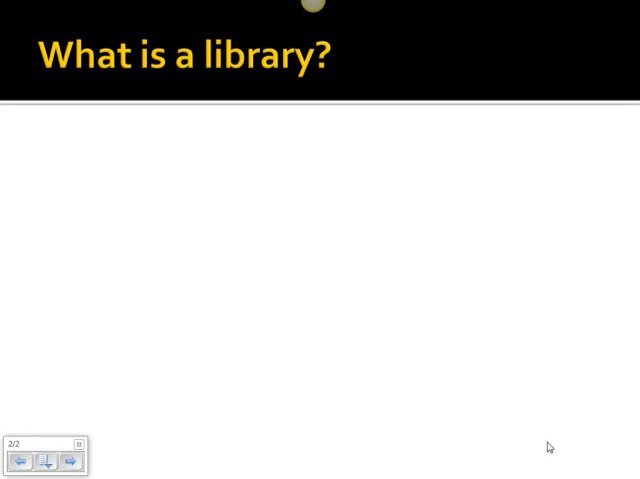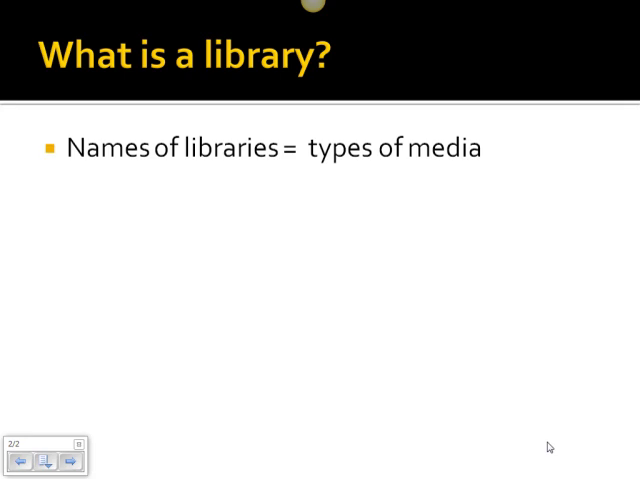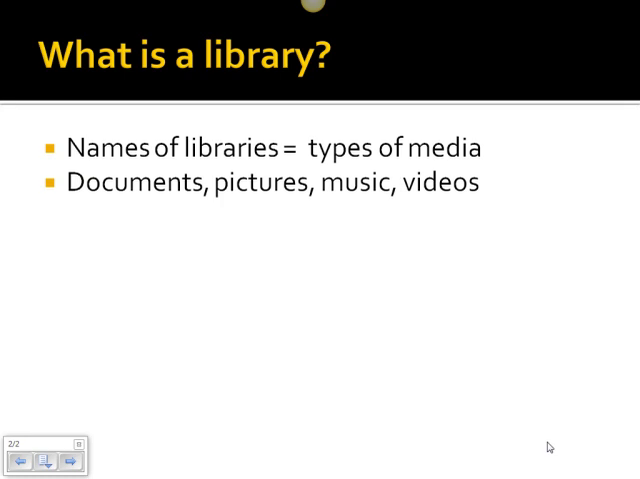Notice that the library names cover the types of media you are likely to find on your computer: documents, pictures, music, and videos. In other words, Windows 7 organized libraries based upon the type of media that is accessible by entering any particular library. Notice that I did not say the libraries are organized by the genre of media that are stored within them.